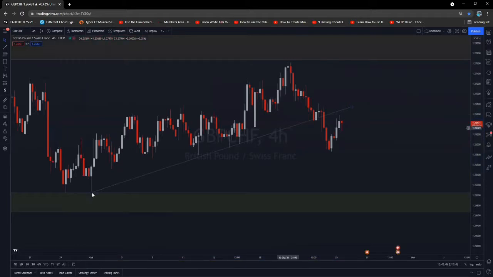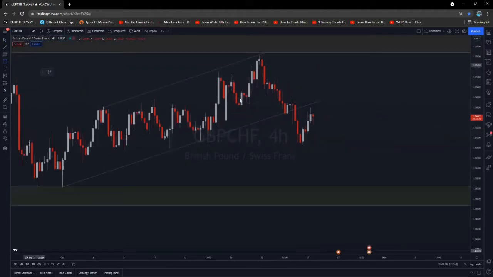We have this trend line over here that was formed. It's actually a bullish channel that got broken through, and the market is now retesting it. We're going to be using this area over here as our confirmation area.